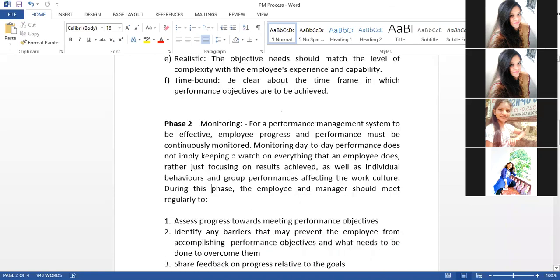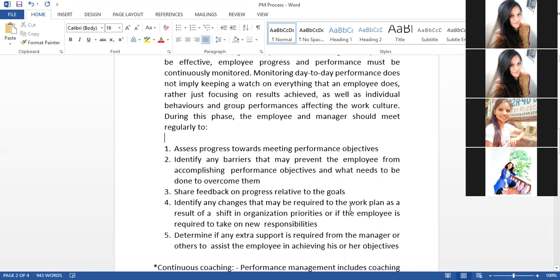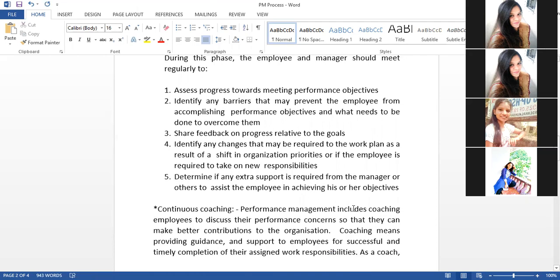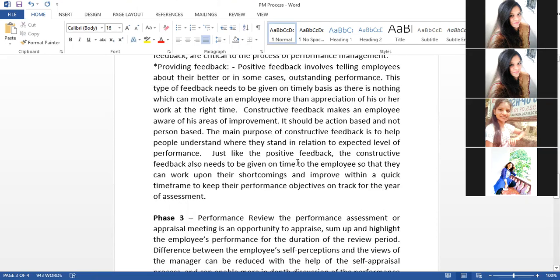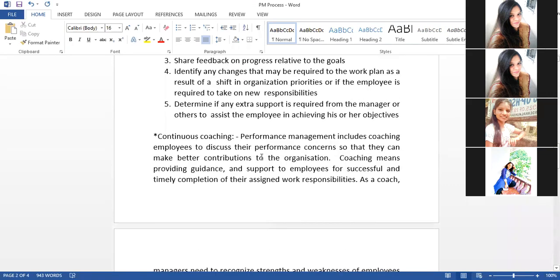So we started with phase two, which is monitoring. In monitoring, what is happening, students? The supervisor and the subordinate are collectively meeting on a regular basis and they are assessing the work, they are identifying the barriers if there are any, the manager is giving the necessary feedback, okay, and if any changes are required they can be incorporated, and lastly what kind of extra support the employees need should also be identified. Okay, I think I can complete this till phase 3 जाने से पहले ये coaching and feedback इतना complete कर लेते. I hope I get time to complete this.